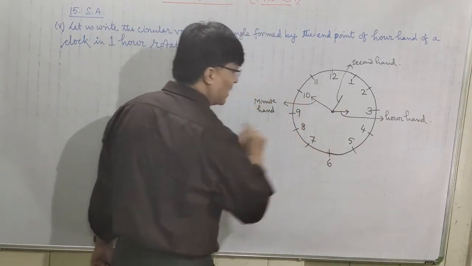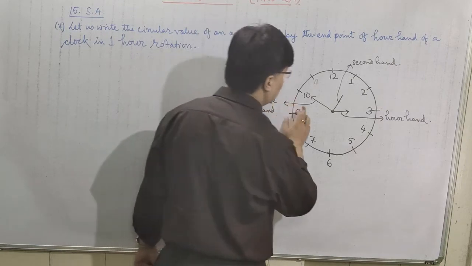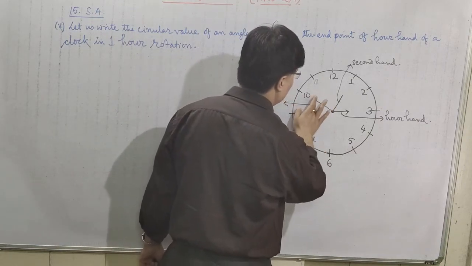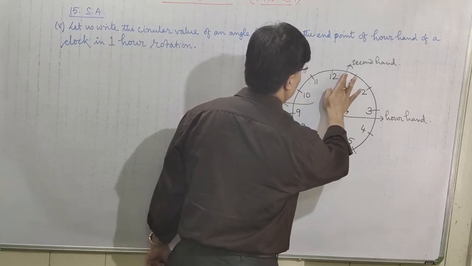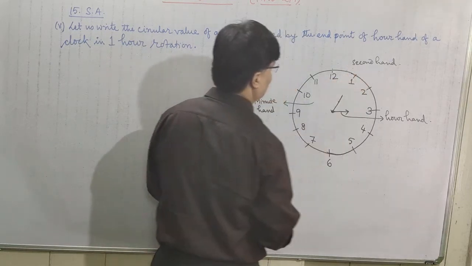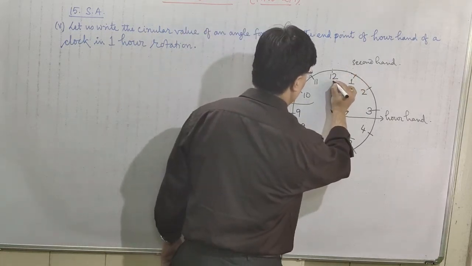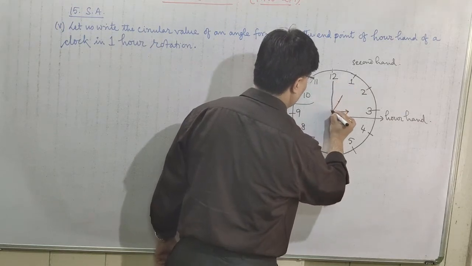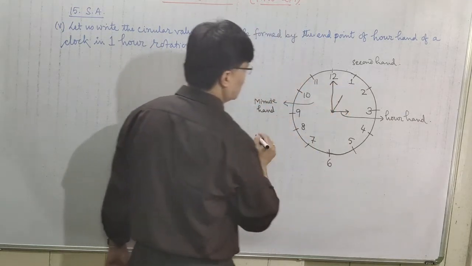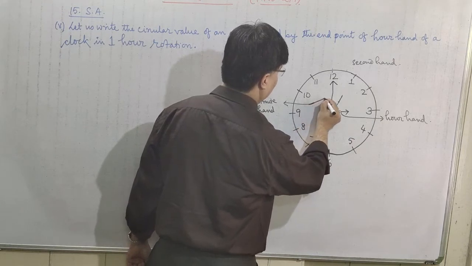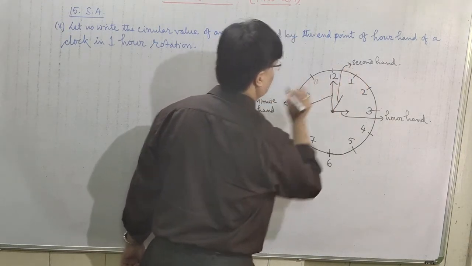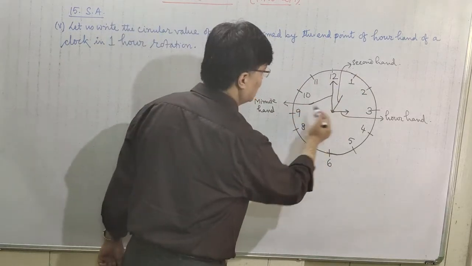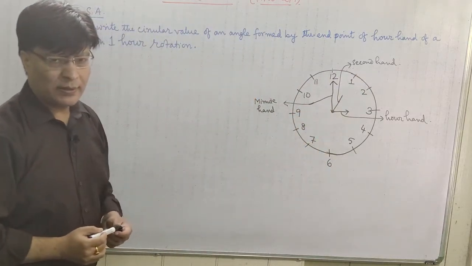So in 1 hour rotation, suppose it is 3 o'clock now. Suppose it is now 3 o'clock, okay? So what time is it now? 3 o'clock. This is the minute hand, right? This is the minute hand. This is your second hand. So it is 3 o'clock now, right?